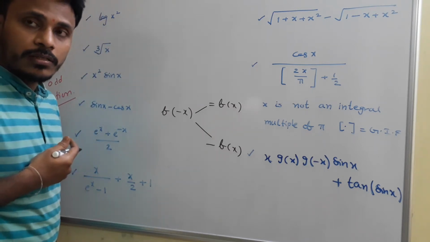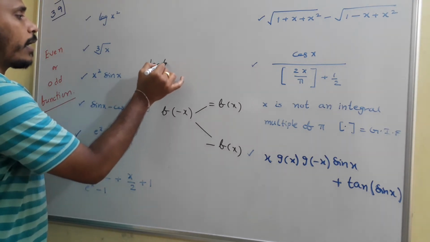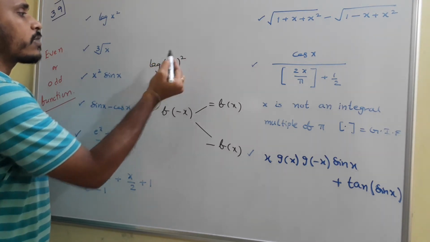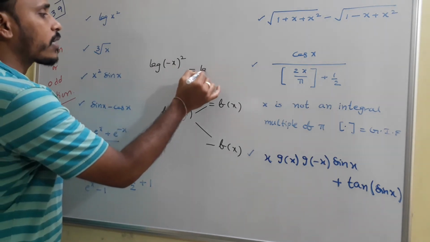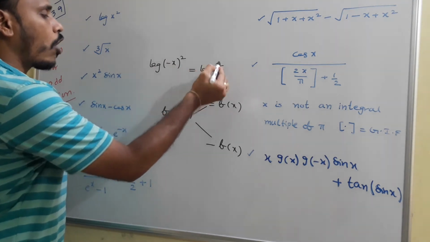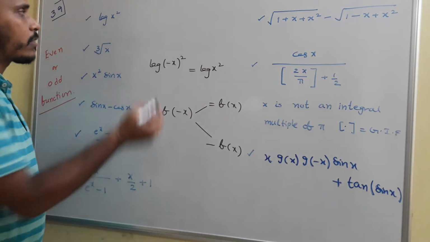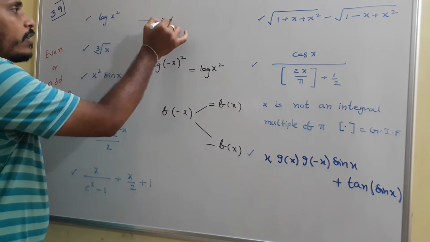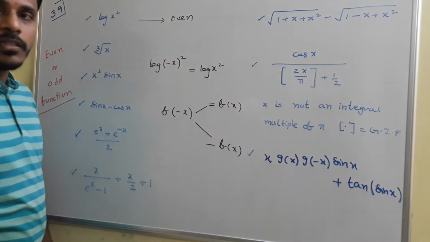Now what is our task? Replace x with minus x. If you replace x with minus x, it becomes log of minus x square. And it is very clear that log of minus x square is directly equal to log x square. So we say this particular function is even because f of minus x is f of x.